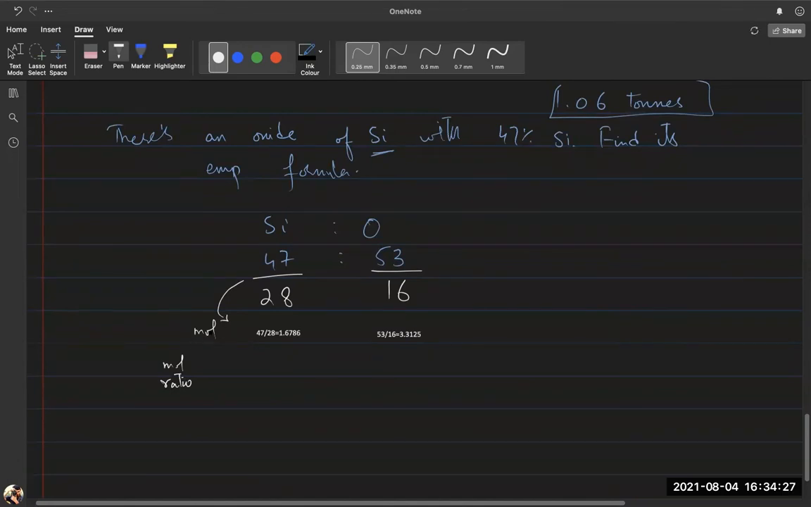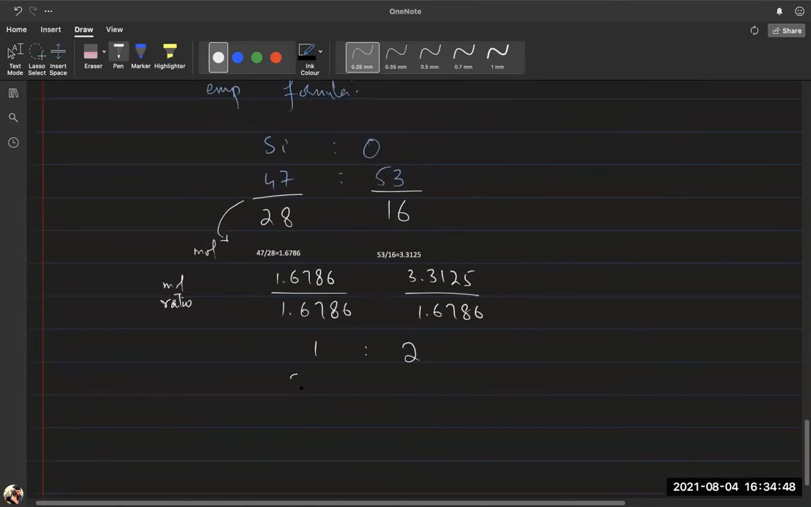Empirical formula has everything in the simplest ratio. So when I do that, I need to divide 1.6786 and 3.3125 by something that divides them both. In this case, I'll do it with the smaller number. So 1.6786 and this one also with 1.6786. This one is going to give me 1. This one's going to give me 2 point something. I'll round it off to 2. And there you go. I found my answer, SiO2.